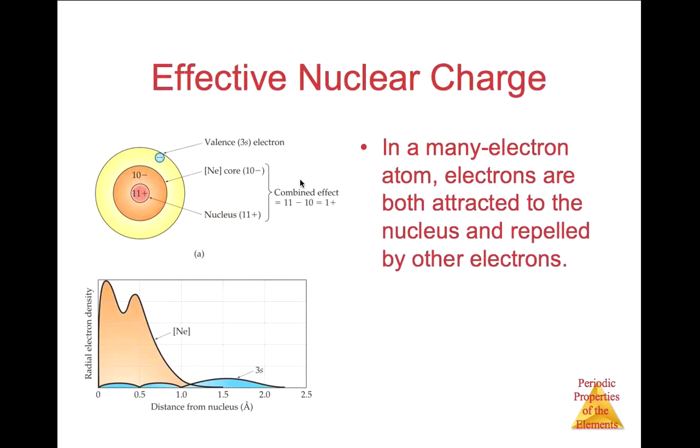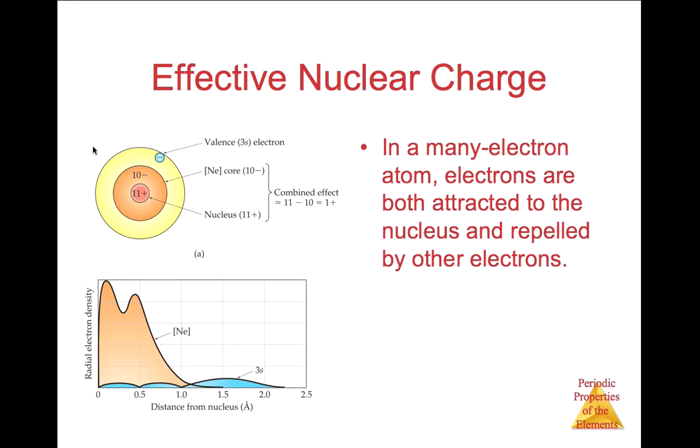First and foremost, before we can rationalize the trends, we need to talk about a basic concept that actually governs almost all of the trends on the periodic table. This basic premise is called effective nuclear charge. In an atom with more than one electron, electrons are both attracted to the nucleus and repelled by other electrons. You can see the nucleus has a positive charge right here. These electrons are attracted to the nucleus, but they are also repelled by each other.